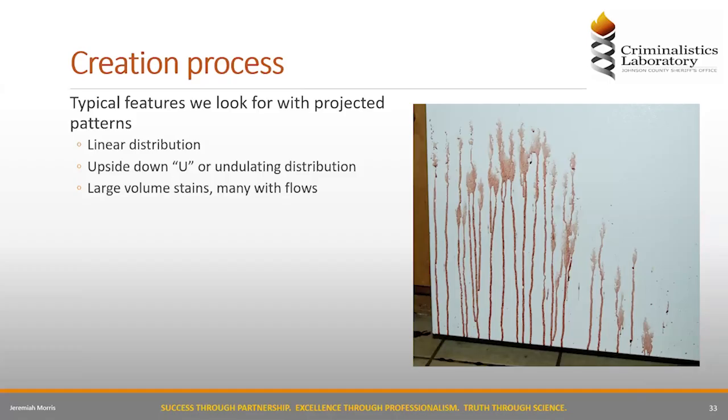And it could be these. Do we have a linear to curvilinear distribution? Is it this upside down U or this undulating pattern, kind of a wave-like pattern distribution? How big are those stains? And we think, well, they've got to be large stains that are really wide, and many of them are going to have flows. And that's exactly what we have here, this upside down U of large elliptical stains that have flows that extend all the way down to the bottom of this refrigerator door.